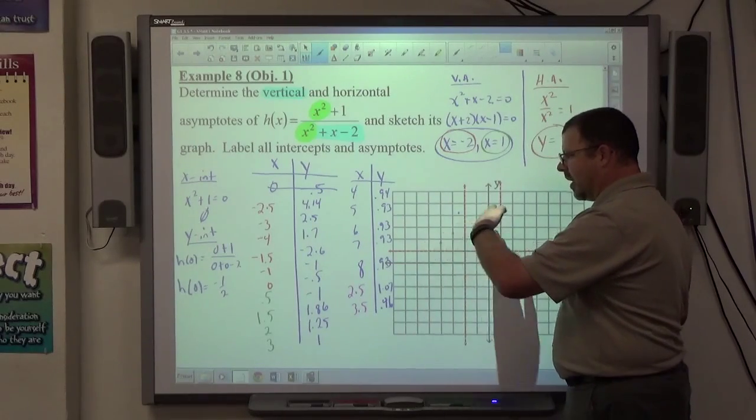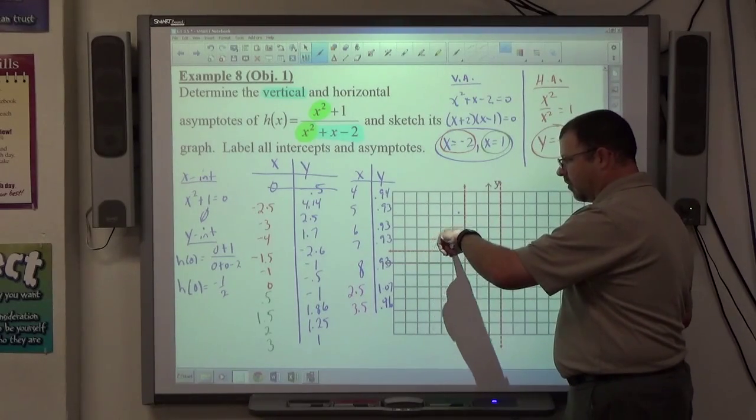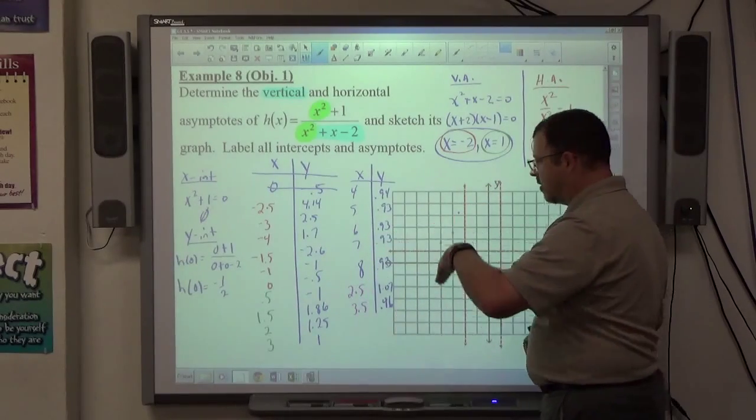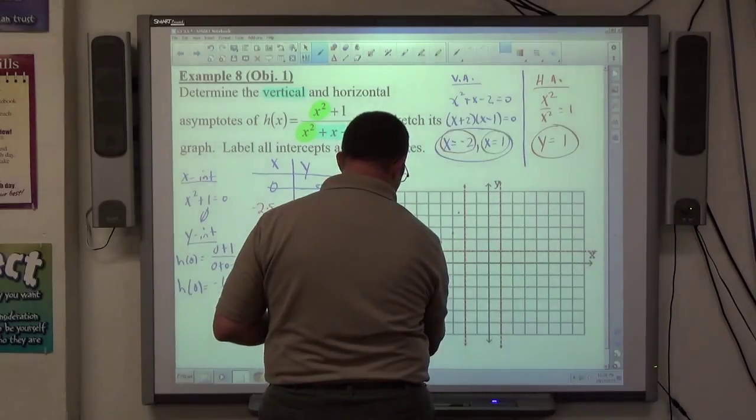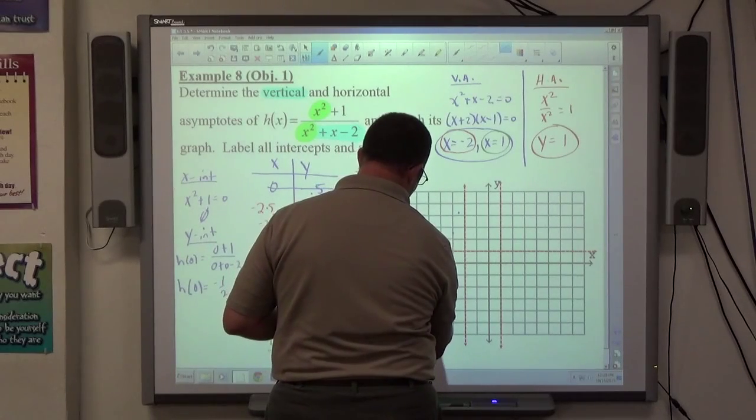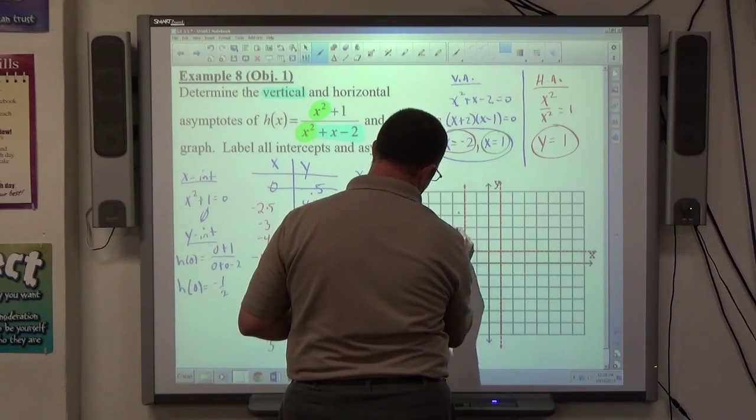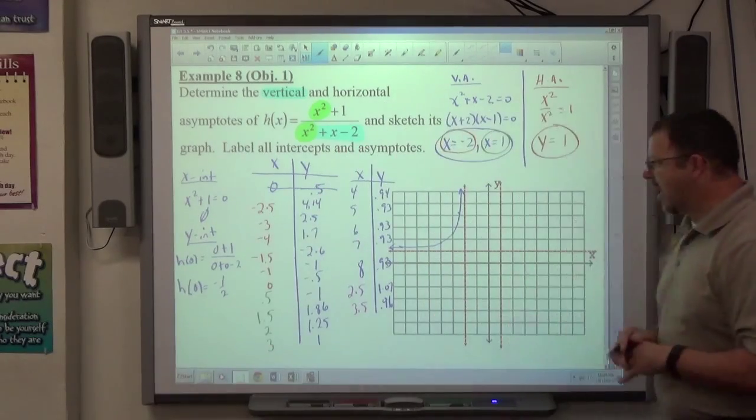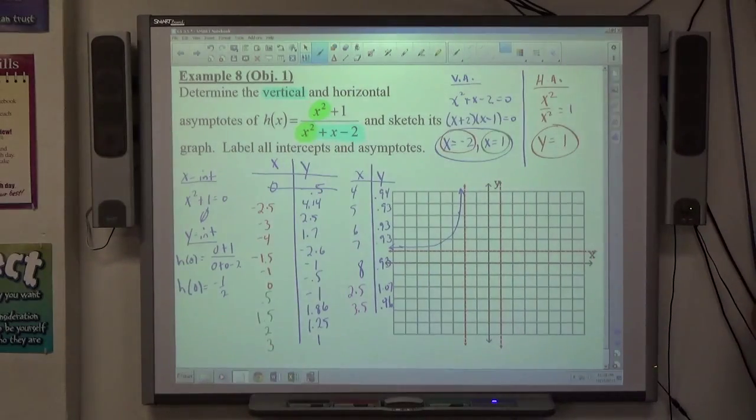Looking at this, if I'm trying to connect the dots, it looks like it's rising as it gets to the asymptote. It looks like it's leveling off as it gets towards the horizontal asymptote. So I would expect it to level off here. We've already seen that with our values. And then go up. That's one section of the graph. I don't have to graph any other points to get that section.